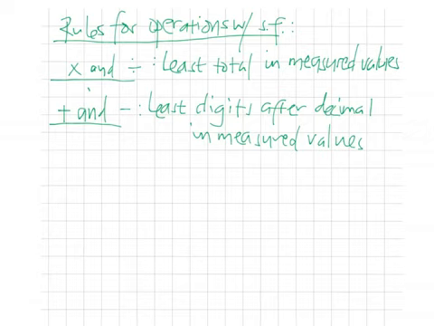So for multiplication and division, because the size of the number changes rather significantly, it is the least total amount in your measured values. So if one of your measured values has 8, but another one only has 2, you will have to round your answer to 2. If your measured values, one of them has 3, one has 4, one has 5, one has 6, you have to go with 3. It's essentially a limiting factor because the person that only measured 3 decimals worth of information prevents the final answer from being reported as accurately.